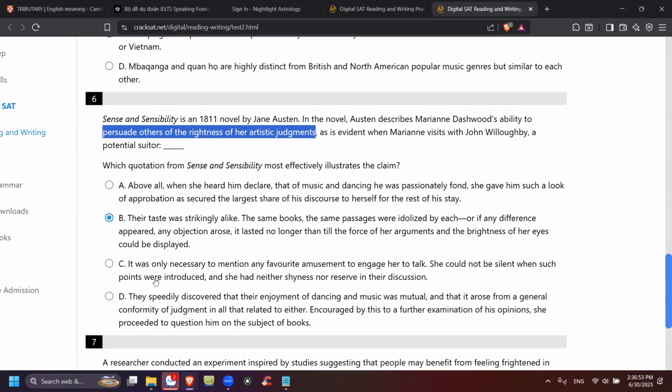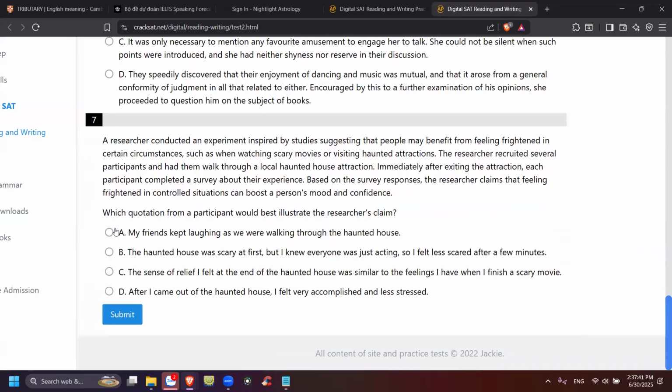Yeah, and C is the same thing. It's just about being confident when talking, not related to convincing others that she was right. How about D? It seems like she doesn't really persuade him, because the last sentence feels more like negotiation, or asking questions and stuff. Exactly. So probably it's B, yeah.